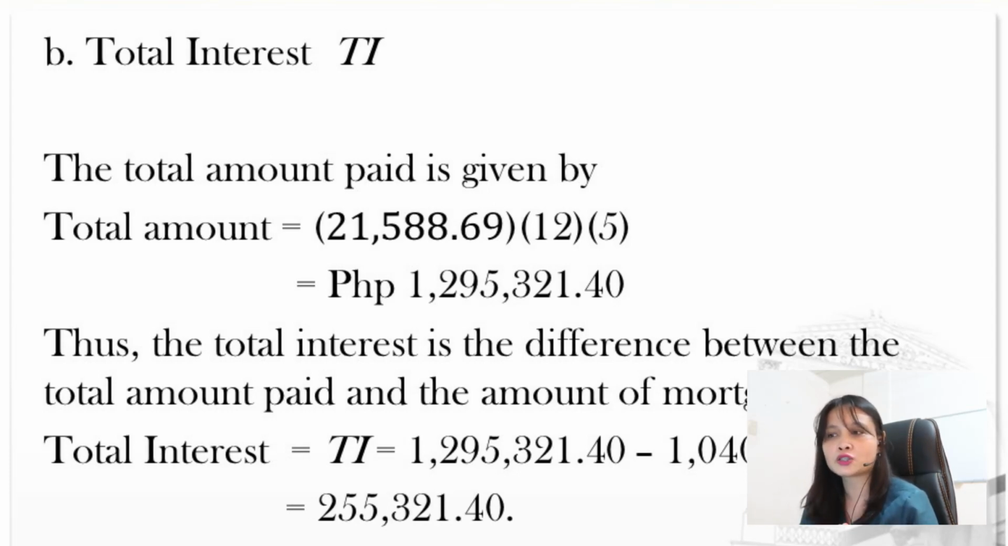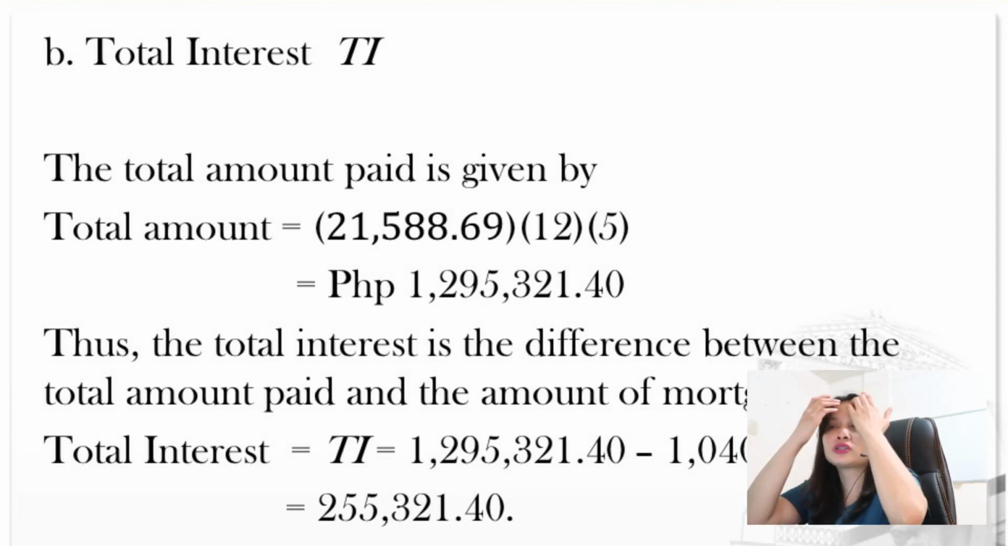Okay, so the total interest would be 1,296,321.40 minus 1,040,000. So your total interest is 256,321.40. Okay, so that's the total interest. So in getting the total interest, that would be the difference between the total amount paid and the amount of mortgage.